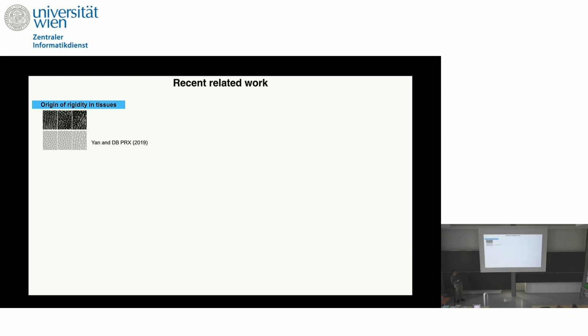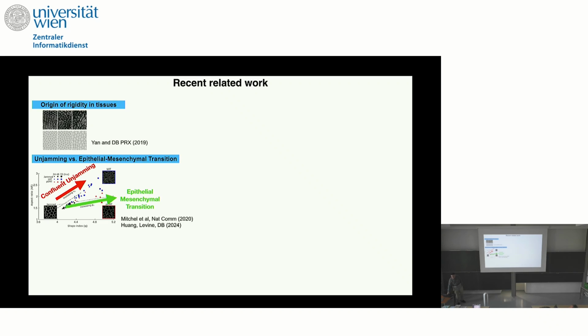We have worked quite a bit on understanding the nature of the rigidity in these tissues without the change in density. How do you carry out, for example, a modified version of the Maxwell constraint counting? We have also looked a little bit with experimental groups at trying to distinguish various routes of jamming and unjamming, and how that compares to the epithelial-mesenchymal transition.